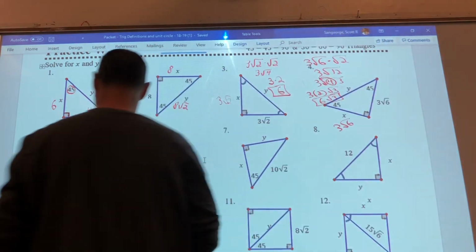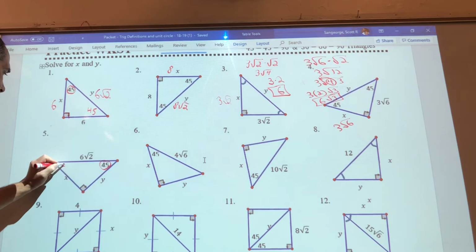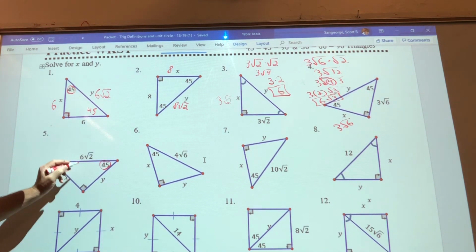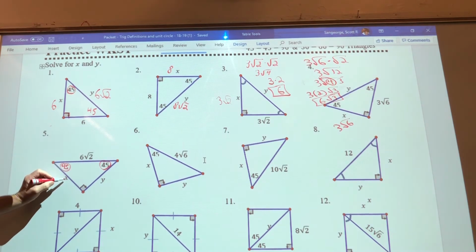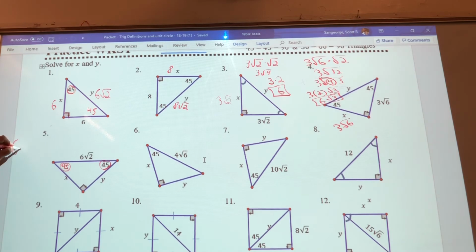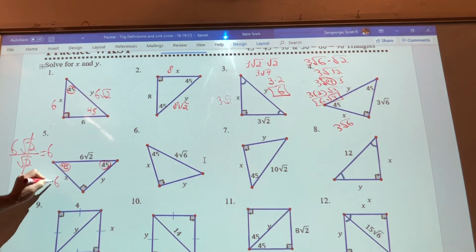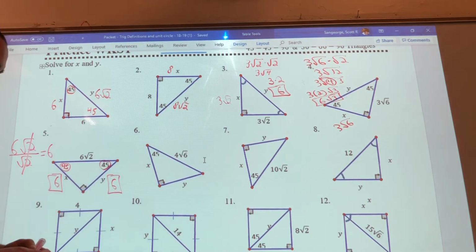Conversely, if we have a 45-45-90, here's the 45, here's the other 45. So this time they didn't give me a leg, they gave me the hypotenuse. So instead of multiplying this times the square root of 2 to get there, I have to do the opposite, the inverse. And so instead of multiplying by the square root of 2, I'm going to divide. So 6 square root of 2 divided by the square root of 2. The square roots of 2 cancel, and I'm left with 6. So x is equal to 6, and y is also equal to 6.